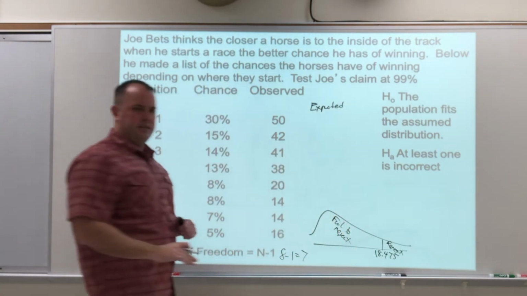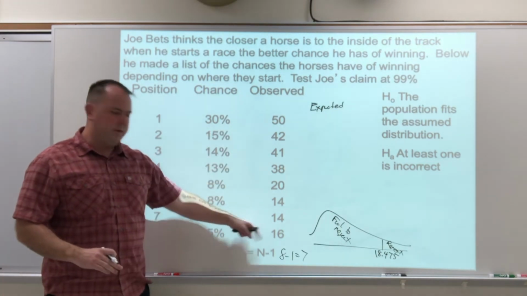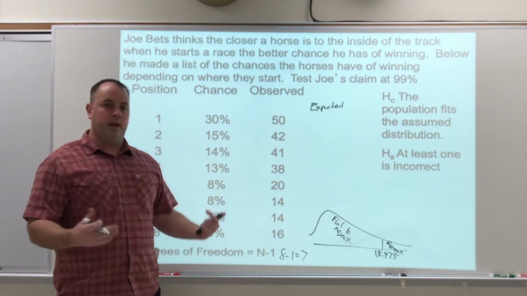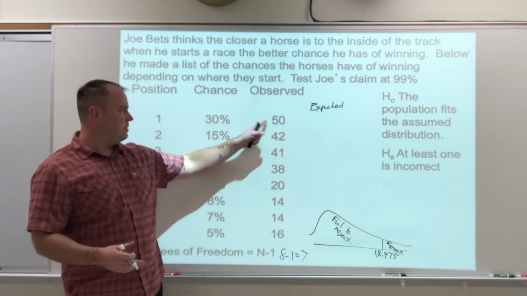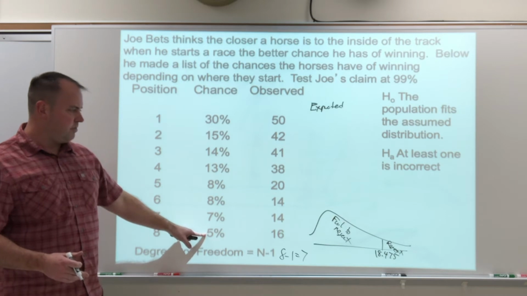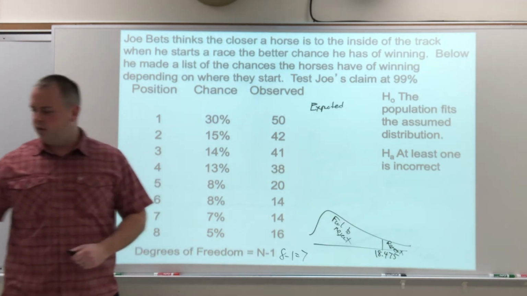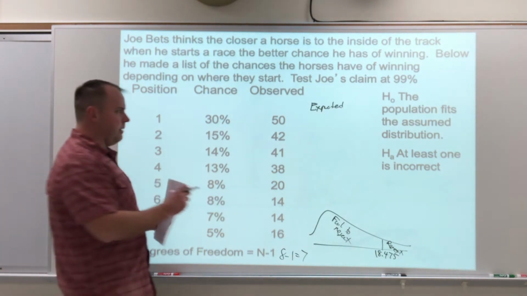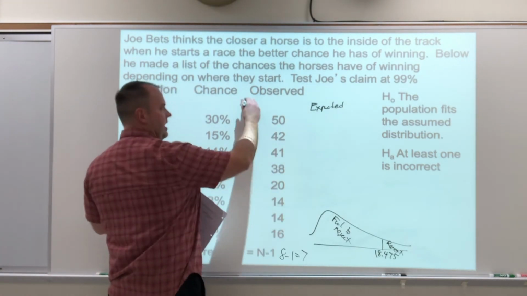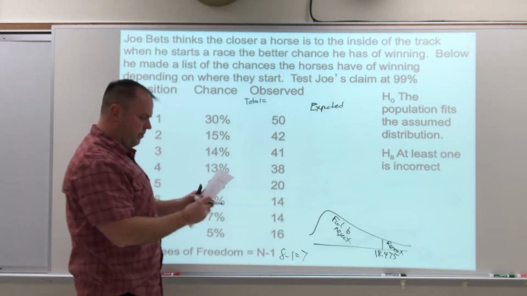So we have expected. This time, we can't just add the observed values up and divide by 8. They're not equal. If they were equal, we could do that. But since position 1 is supposed to have 30%, position 8 is only supposed to have 5%, we're going to have to change this up a little bit. We still have to add them up. We still need our total. So if you add these up, okay, you should have a total of, I have it at 235.